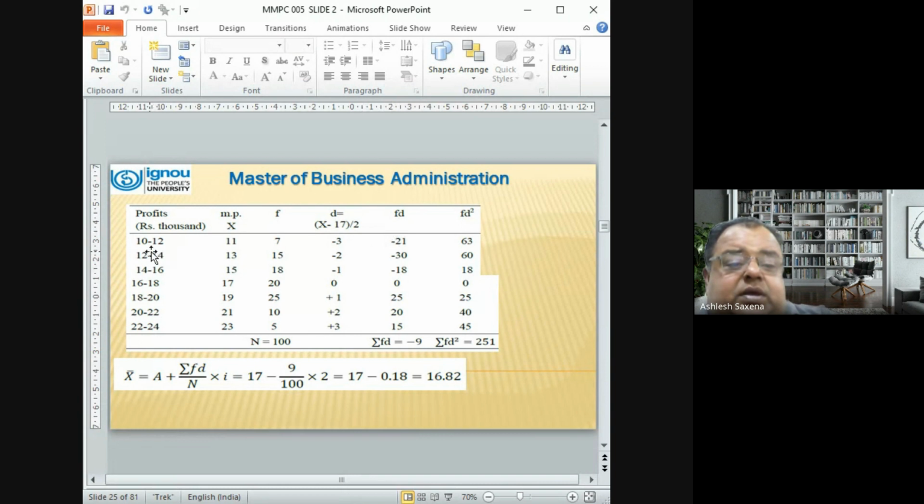Now, the mid value will be 10 plus 12 by 2, that is 22 divided by 2, which is 11. The difference is 2, so just start adding 2 to all these values. So we will get the mid values: 11, 13, 15, 17, 19, 21, 23. This column is prepared.